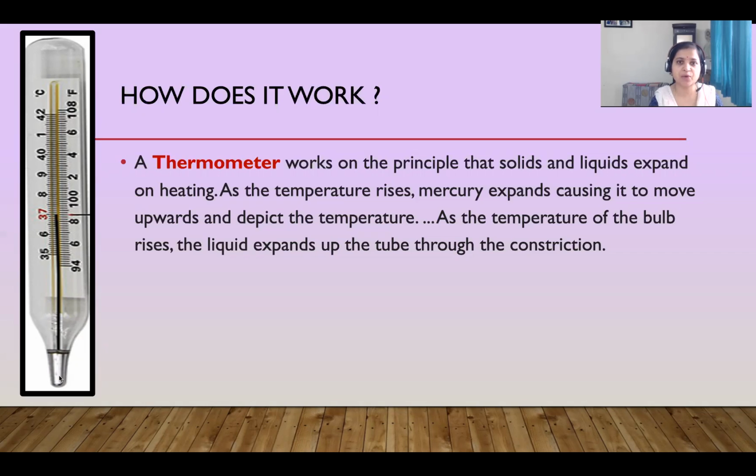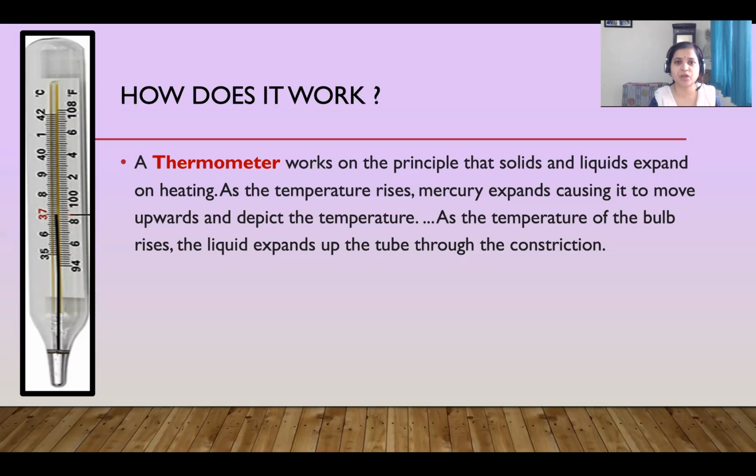Inside it, mercury is there. Mercury will also get the heat from your body. So when it gets the heat, it will expand, and through the constriction it will rise up like this. You can see the black thread, that is the mercury thread, it is rising up. Okay, and it is showing 37 degrees Celsius. In this way you can measure your body temperature.